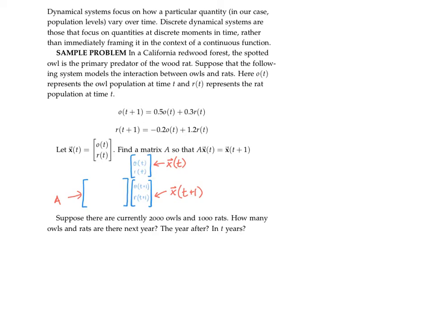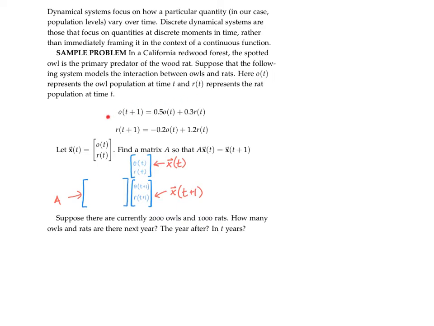We know just from the number of components in the input vector, being x of t, and the number of components in the output vector, x of t plus 1, that A is going to be a 2 by 2 matrix. And specifically, if we want that first component right here, O of t plus 1, to be what's generated, we know that we need to pick the entries right here in the first row of A to be the linear combination of O of t and R of t that correspond to O of t plus 1.